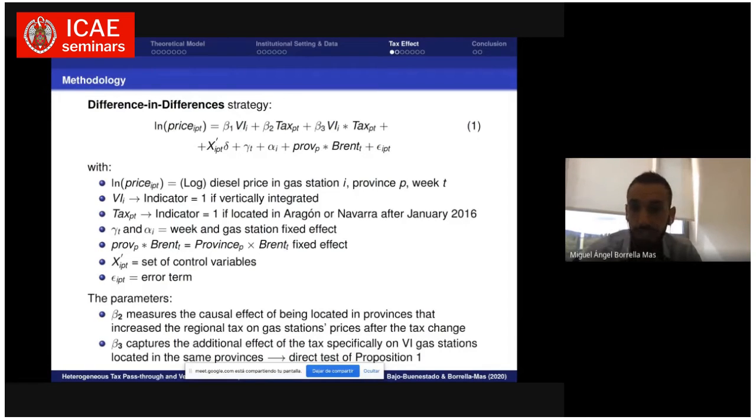In this setting, we have two parameters of interest. The first one is beta 2, which measures the causal effect of being located in provinces that increase the regional tax on gas station prices after the tax change. So this is the standard difference-in-differences coefficient. In addition, we add beta 3, which captures the additional effect of the tax specifically on vertically integrated gas stations located in the same provinces, which is basically a direct test.